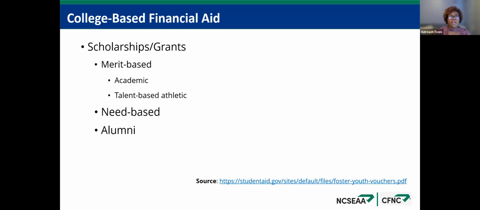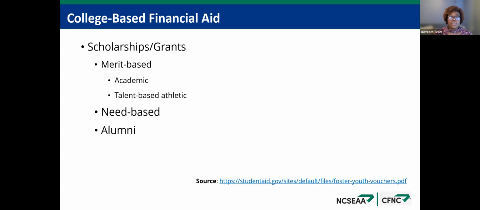There are different types of college-based financial aid. Scholarships and grants can be merit-based, meaning that they can be based on a student's academics or based on a talent like athletics or drama or music. Merit-based doesn't only have to mean academic. It's any talent-based scholarship where need isn't considered. Scholarships and grants at the university can also be need-based, so based on whether a student needs the money to be able to attend the institution.